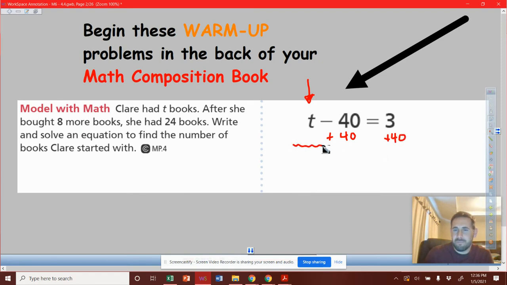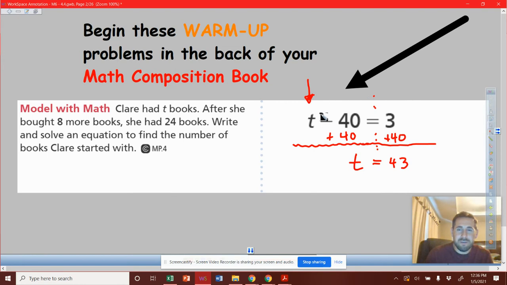So this is the fundamentals of how to solve algebraic equations, and we've got to be able to understand what's going on here. So we're just keeping something balanced between that equal sign. Okay, so we're adding 40 to both sides. That's going to eliminate these 40s, and we're going to get t by itself. It's going to drop down my equal sign. 3 plus 40 is 43.